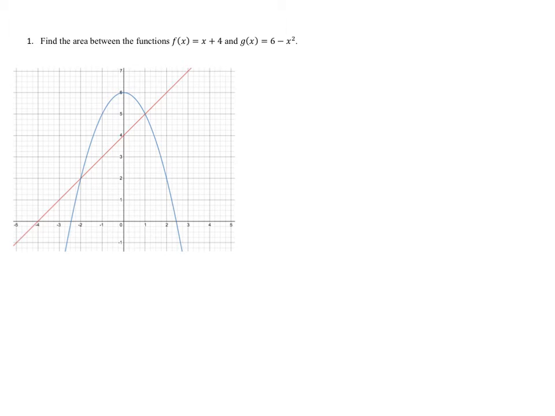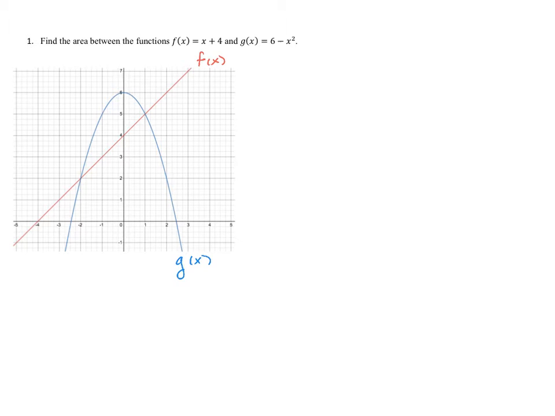To find the area bounded by the two functions f of x and g of x, so that's going to be all of this stuff here, I'm going to first note that the red function is f of x because it's linear, and then the blue function is going to be g of x because it's a quadratic.